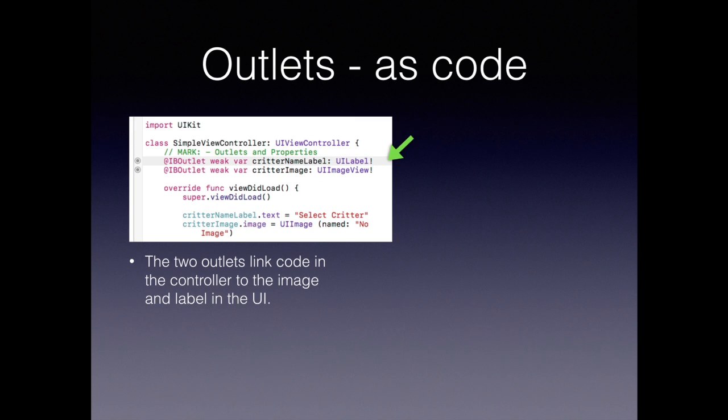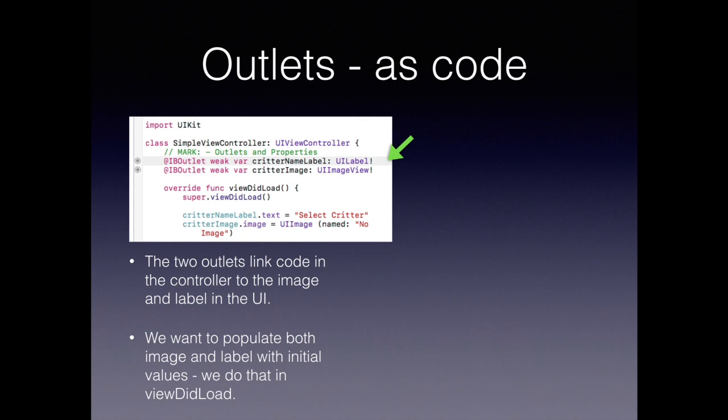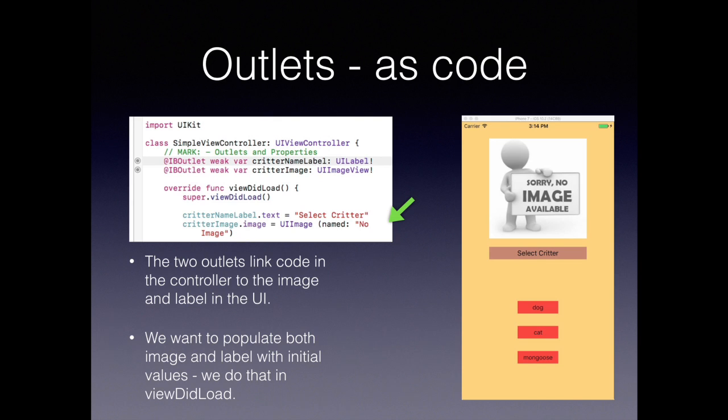The next thing we want to do is populate both the image and the label with initial values. And we will do that in the override function viewDidLoad. And it's very simple. We simply set the value of the critterNameLabel property to "Select critter." In other words, we're going to put the text "Select critter" in the label, and in the image we're going to put an image called "no image." And when we do that and start the application, it will look like this.